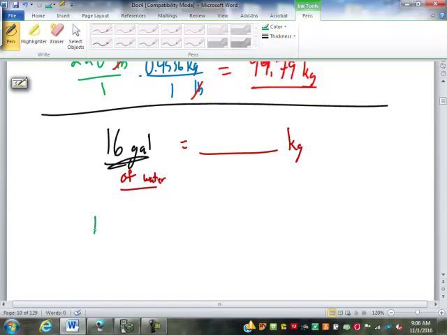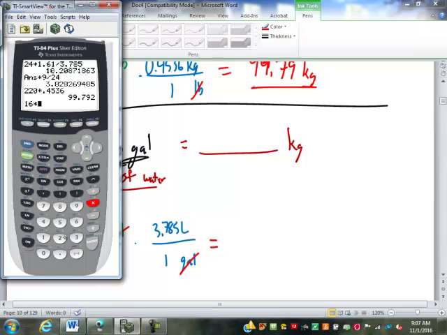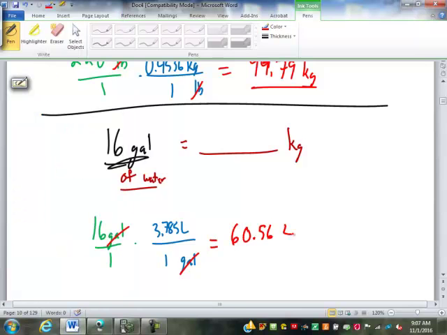Well, first thing I got to do is change my 16 gallons into liters. Once it's in liters, I have to change it into milliliters. Actually, we've known from our conversion that 1 milliliter equals 1 gram of water, 1 liter equals 1 kilogram of water. So if I just change it into liters, we've got the kilograms, right? So 16 times 3.785. We get 60.56 liters.